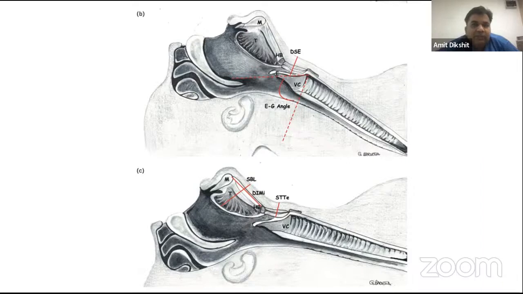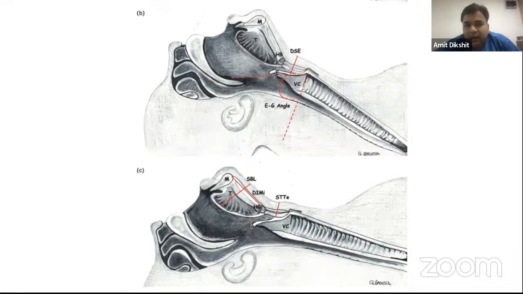So if we use at least 3 parameters, one is skin to mid epiglottis, second could be the tongue thickness, third could be the hyomental distance ratio, at least 3 or 4, it will give you some fair idea.